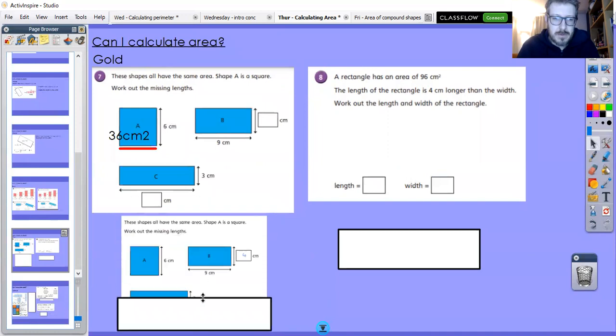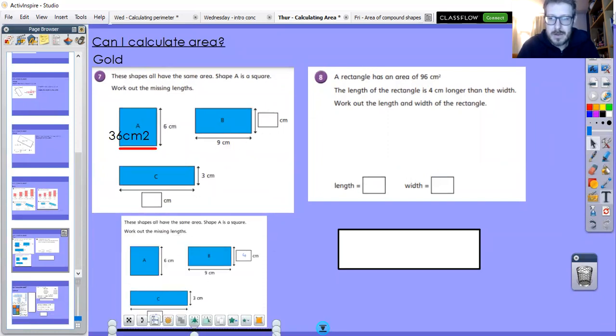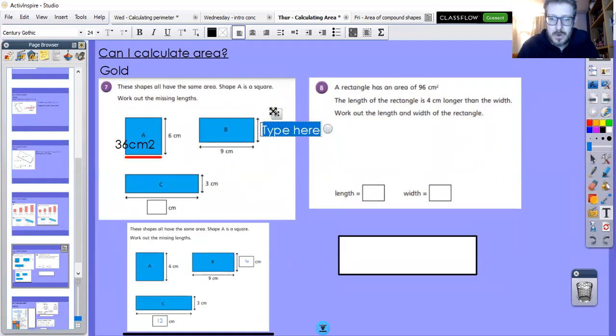So hopefully we used that information to then find out that this length here must be 4, and this length here must be 12, because we know that 9 times 4 is 36, and 12 times 3 is 36 as well, which means they would all have the same area.